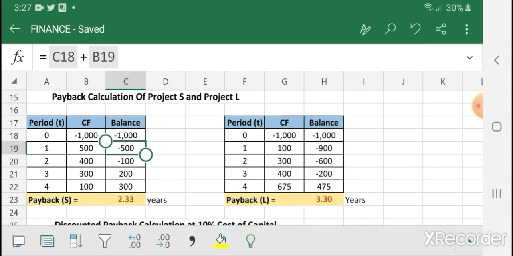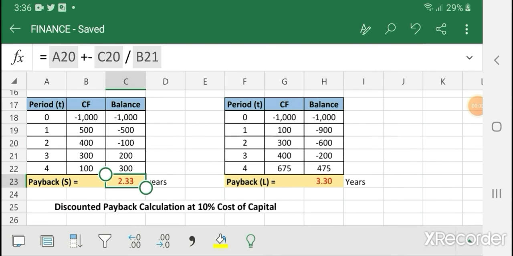In the table, we can see between year 2 and 3, the cash flow is positive, so the payback period is 2 years and some fraction. To get the payback, we just have to put equals 2 years, which is the A20 in Excel, plus C20. Since C20 is negative, we'll just have to put a negative sign to make it positive, divided by B21. So 2.33 years is the payback for project S. We'll just do the same thing for project L.